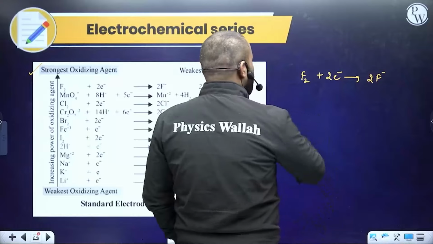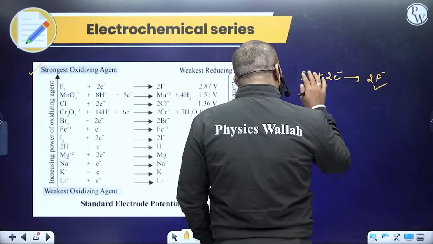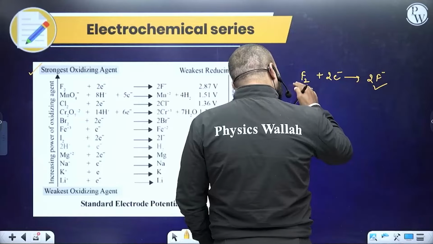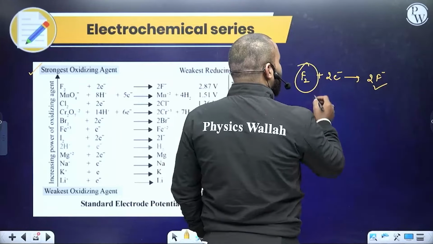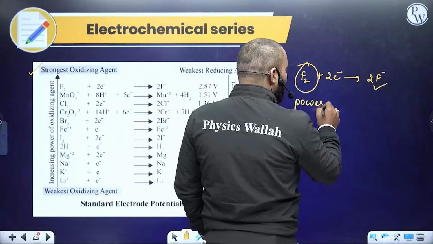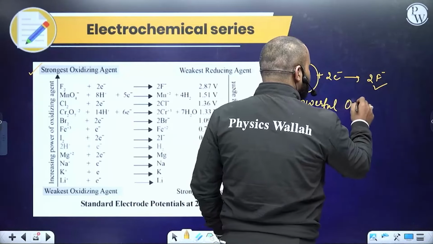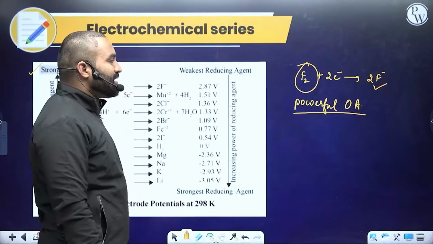2F minus. So this takes up the electron nicely. It becomes an extremely powerful species to undergo reduction. Therefore, itself is undergoing reduction. So powerful oxidizing agent. OA, oxidizing agent.